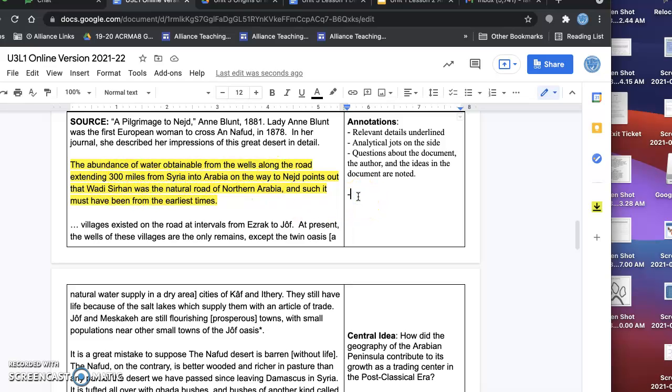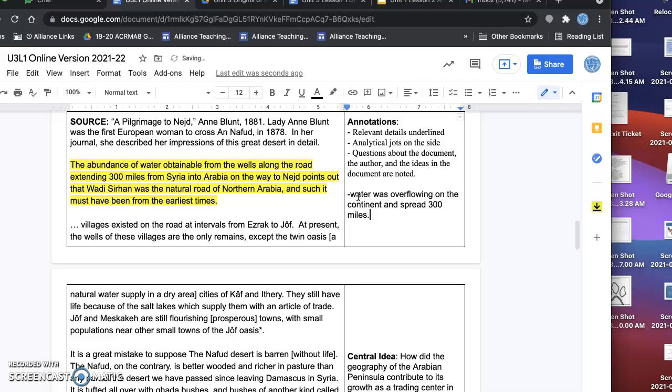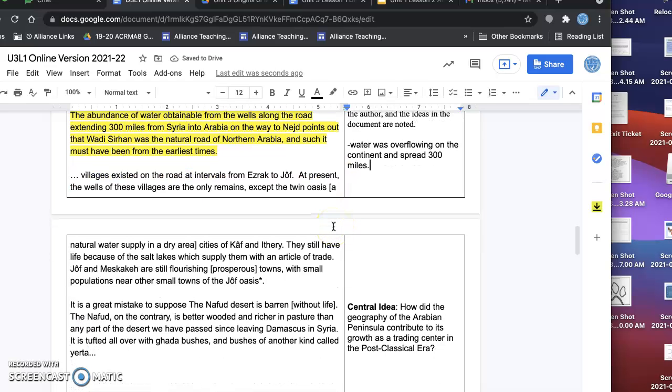So we could say in our own words, water was overflowing on the continent and spread 300 miles. Awesome, let's keep reading. Villages existed on the road at intervals from Ezrak to Jof.